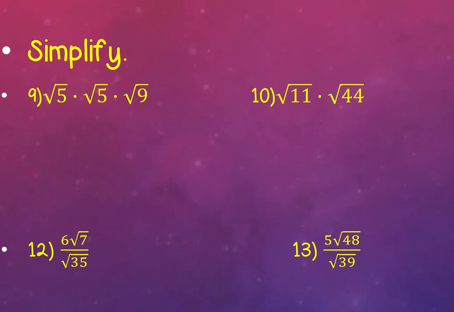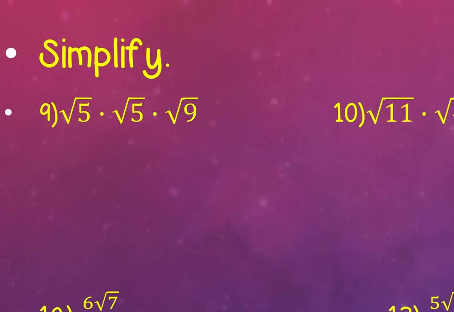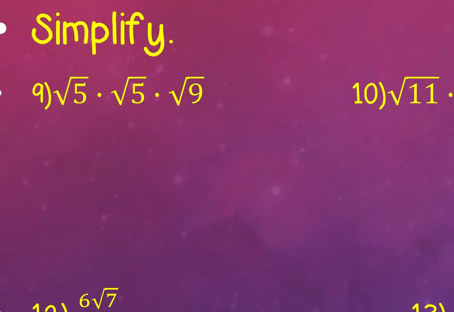All right, so look at 9. What's square root 5 times square root 5? 5 times the square root of 9. What's the square root of 9? 3. This is 15.